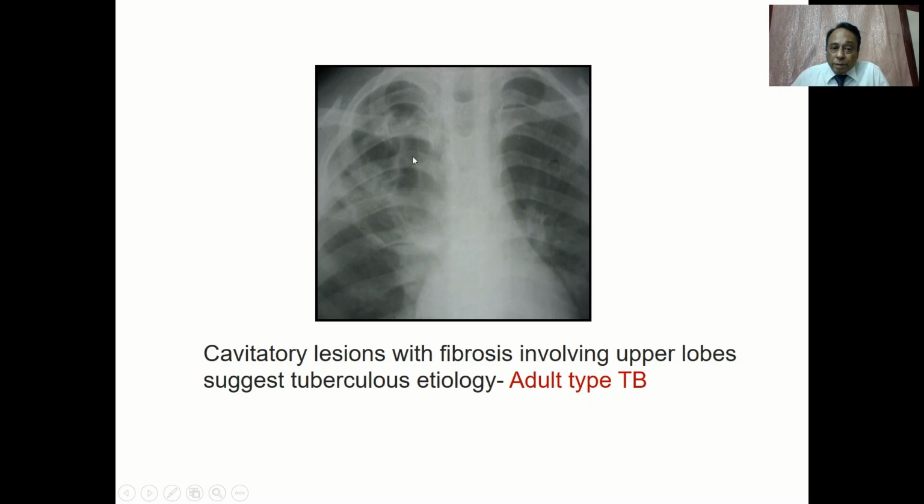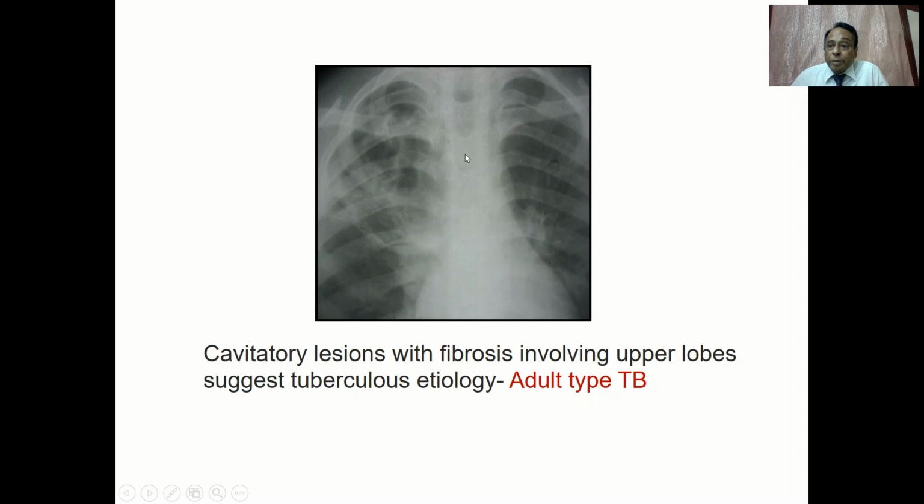So if a child is presenting with a cough and fever for more than 4 weeks, and the child also presents with some loss of weight and loss of appetite, some hemoptysis, and you see this X-ray, I think it's almost confirmed adult type TB. But still, we need to have a molecular diagnosis nowadays.